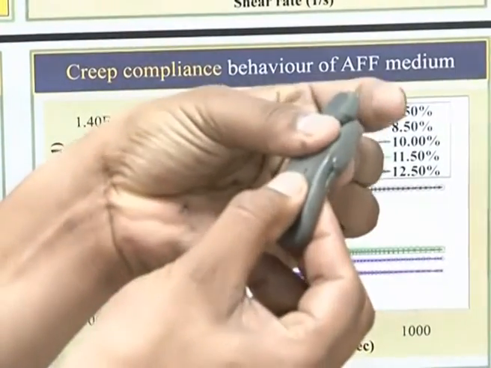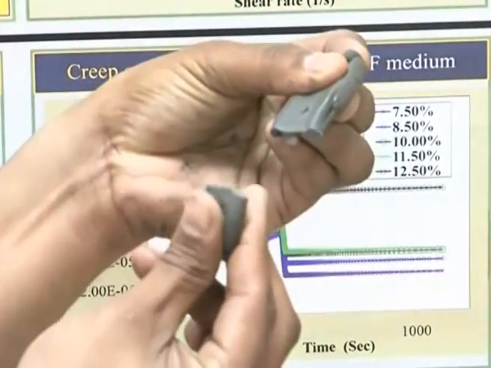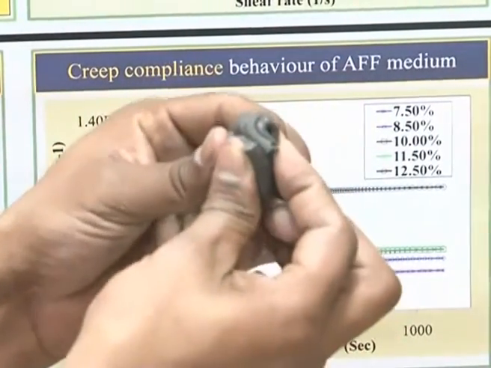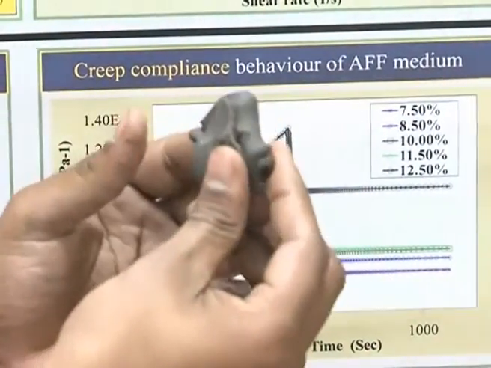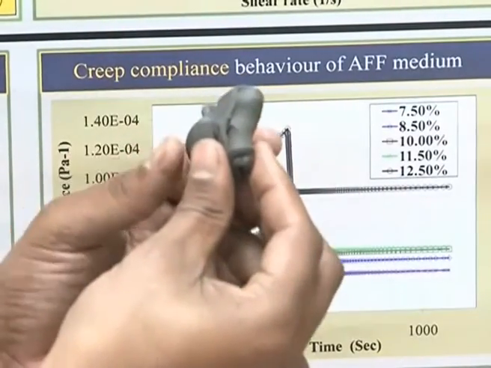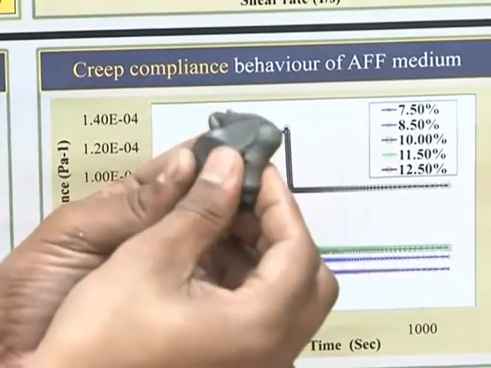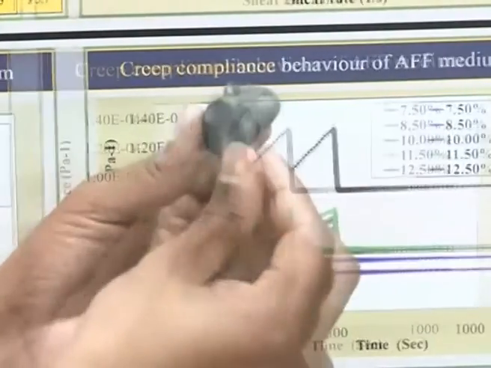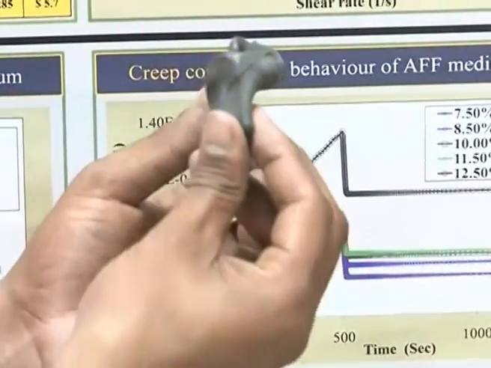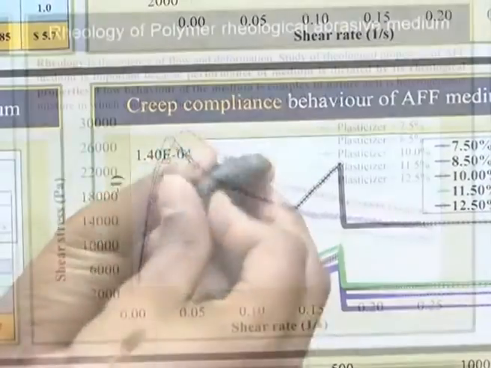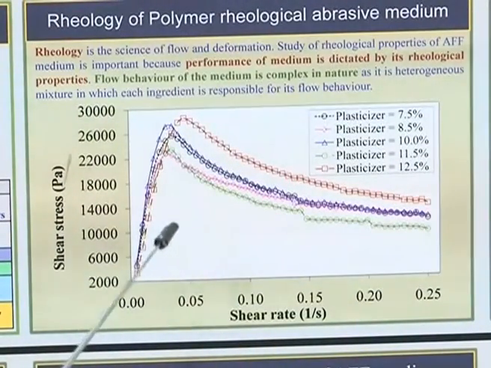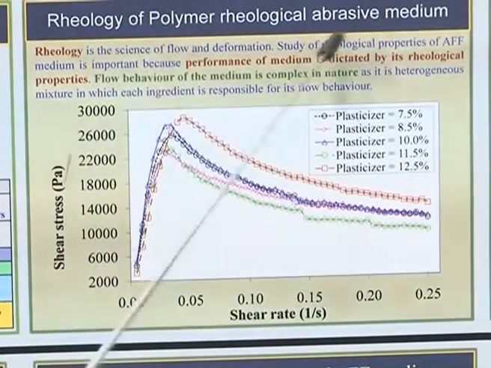If you pull suddenly, it will break into two parts. It also has self-deformability and better flowability. All these special characteristics are imparted. In order to understand all these special rheological characteristics, we should understand the rheology of this polymer rheological abrasive medium. Now you are seeing the rheology of the polymer rheological abrasive medium.